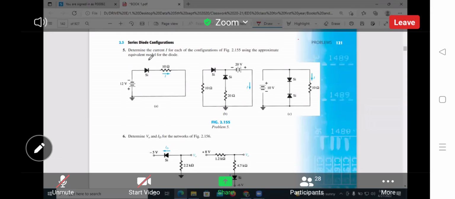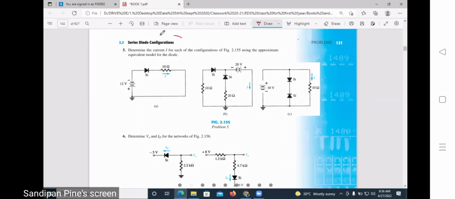Across the diode, if we do not take the output, that is called series diode configuration. Series diode configuration means the output is taken in series with the diode. And parallel configuration means if we take the output across the diode, that is called parallel diode configuration. So we will start first from this figure.